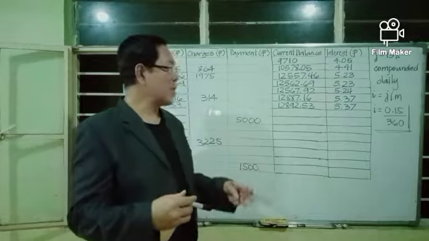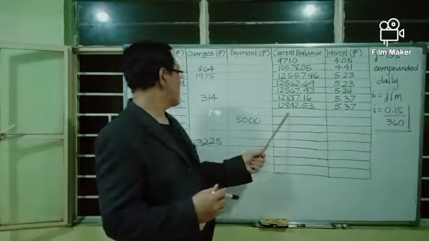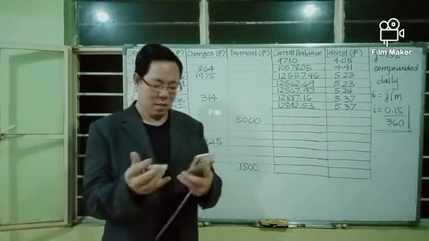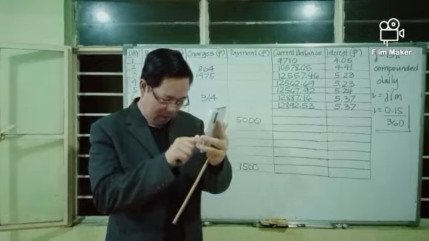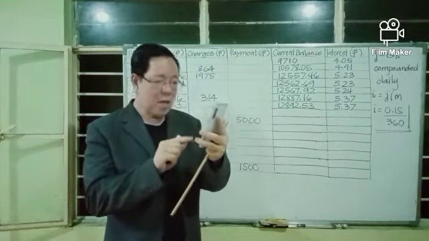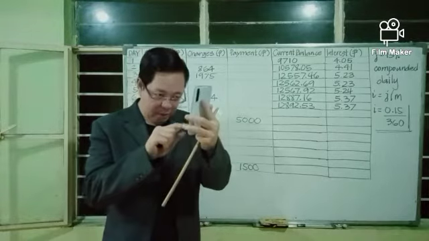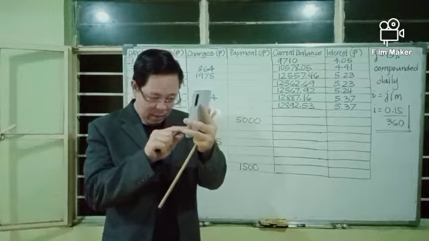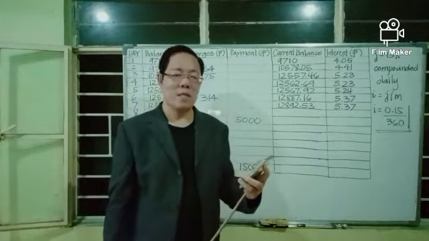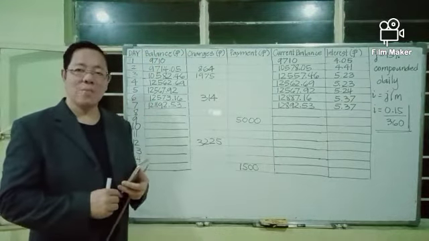The interest 5.37 is added to the balance at the end of November 7, 12,892.53, plus the interest on the 7th day, 5.37 pesos. And the sum, 12,897.90, is the balance at the beginning of November 8.